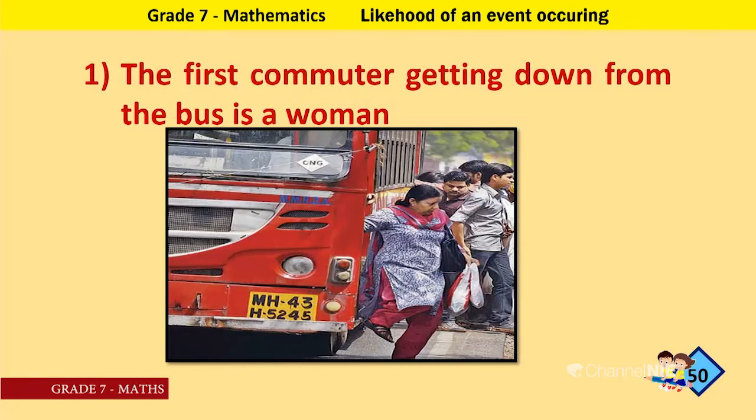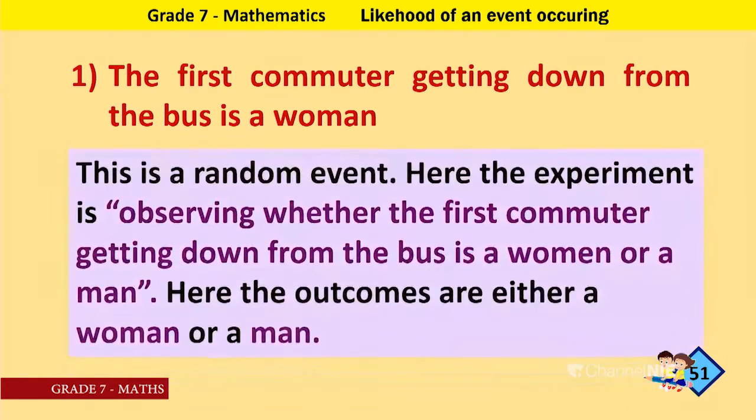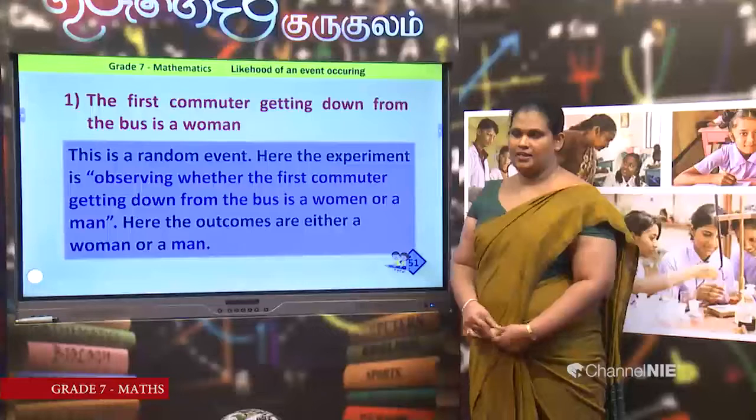First one, the first commuter getting down from the bus is a woman. That is an event, isn't that so? So we have to break it into 2 parts, the experiment and the outcome. So what is the experiment here? The experiment is observing whether the first commuter getting down from the bus is a woman or a man. That is the experiment. Now, what would be the outcomes? The outcomes would be either a woman or a man.